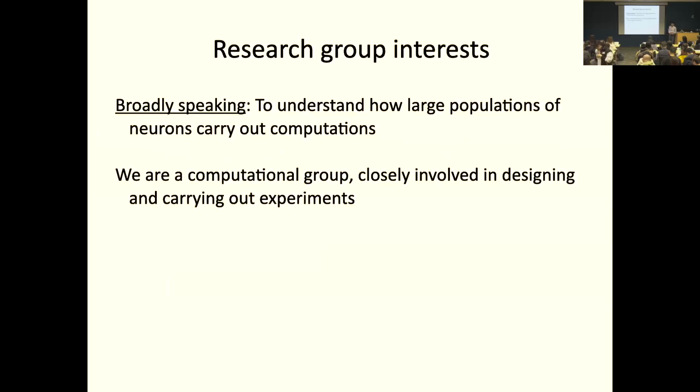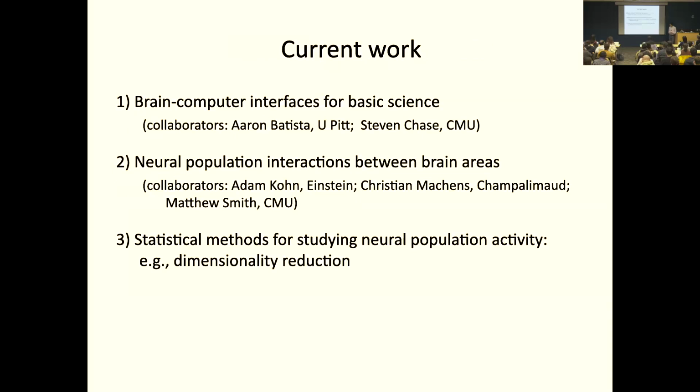Before I dive in, I'd like to tell you a little bit about my group. Broadly speaking, as Anchi mentioned, we seek to understand how large populations of neurons give rise to sensory, cognitive, and motor function. We are a computational group, and we closely collaborate with our experimental collaborators. The work in the group falls into a few categories. The first category is using brain-computer interfaces as a tool for addressing basic scientific questions about sensorimotor control. This work is jointly with Professors Aaron Batista at University of Pittsburgh and Steve Chase at Carnegie Mellon.